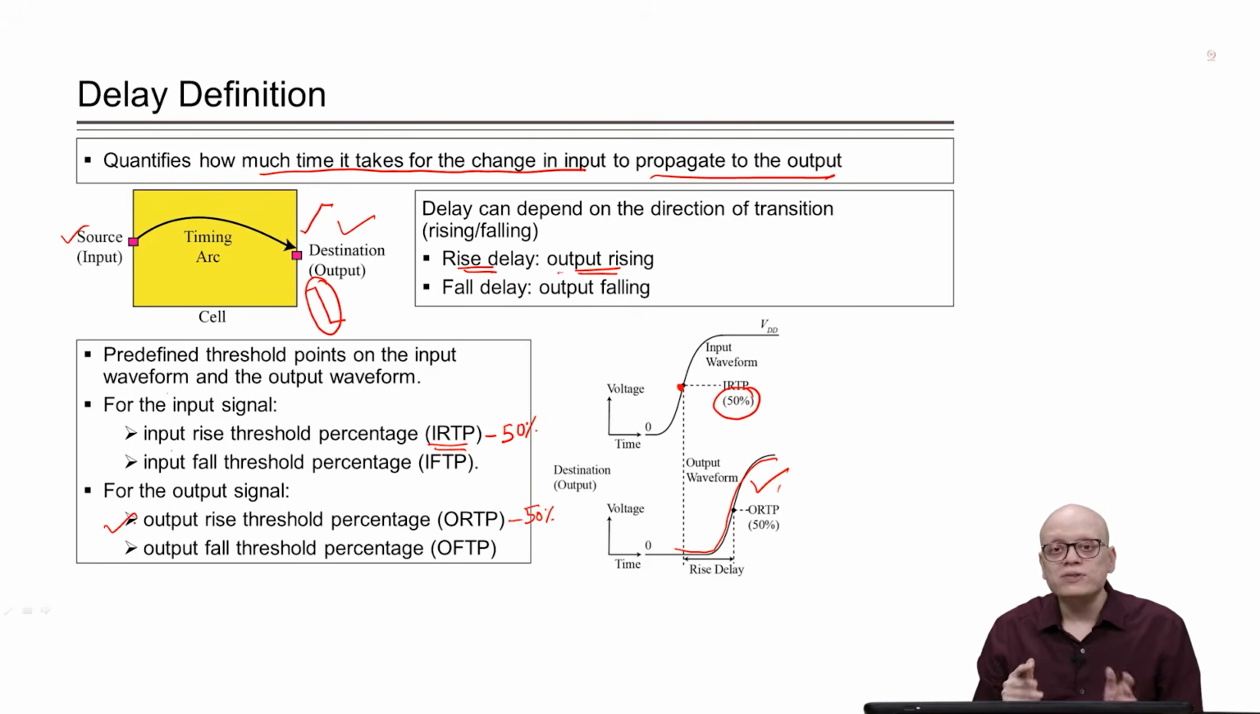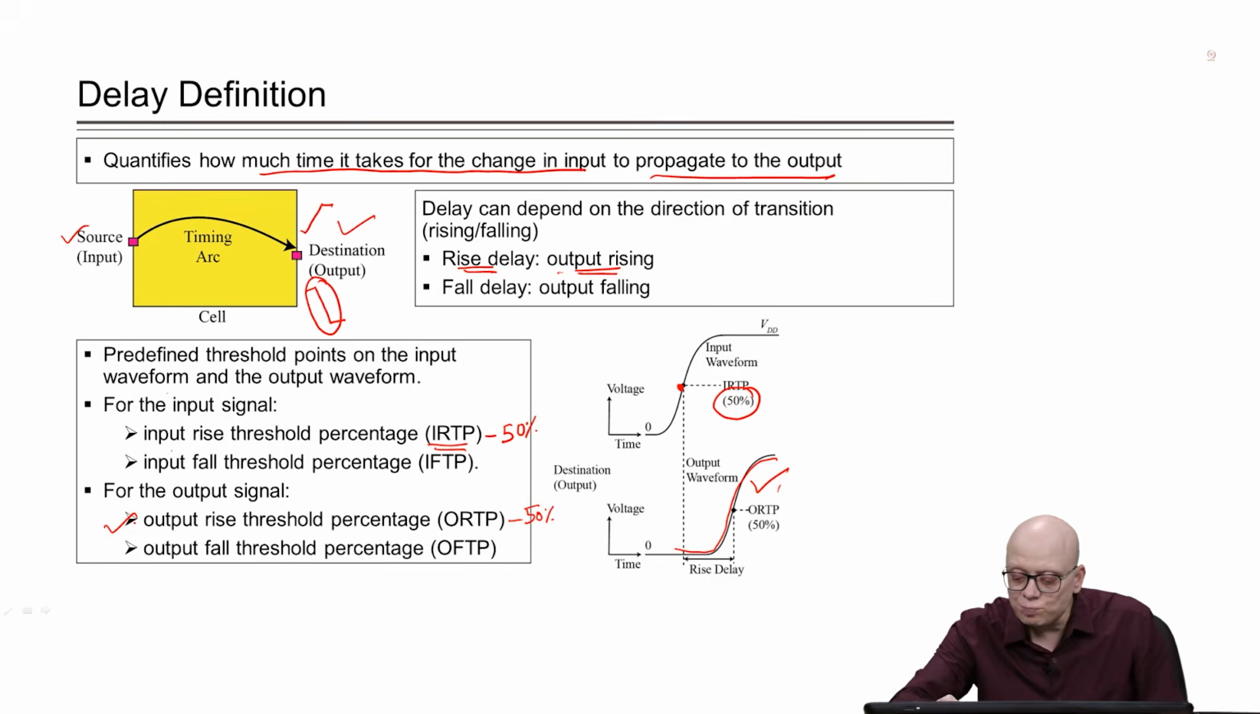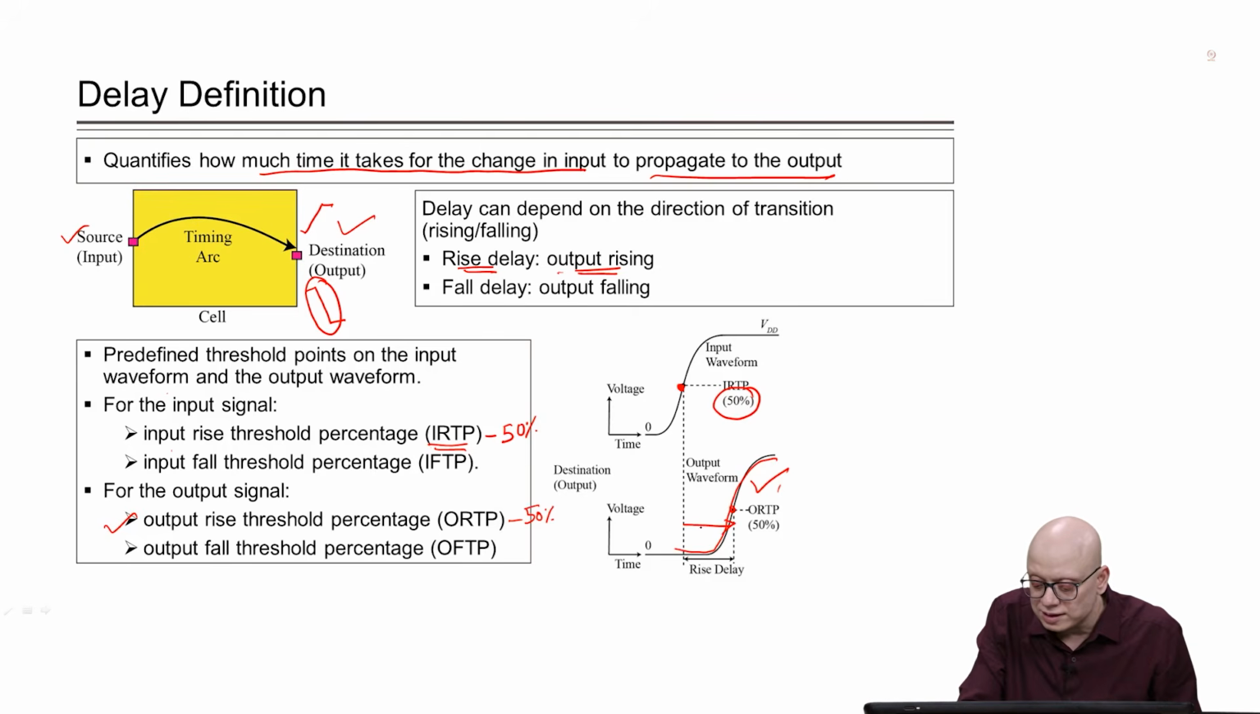Now, how do we define delay? We define delay as the time elapsed between the input crossing the input threshold point and the output crossing the output threshold point, right. So, the time interval between these two points is defined as the delay. In this case the output is rising, so this is a rise delay, right.